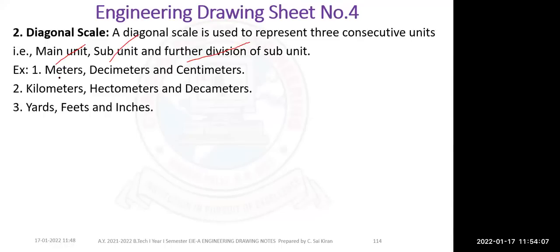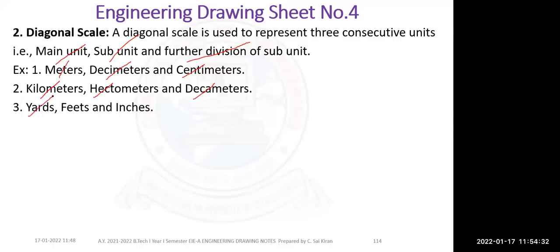Example, meters. Meter is the main unit. If I divide the meter by 10, it becomes decimeters. If I divide a decimeter by 10, it becomes a centimeter. Suppose you take kilometers, 10 to the power of 3 meters. Then 10 to the power of 2 meters is hectometers, and 10 to the power of 1 meter is decameter. So continuously three consecutive units we can measure using this.